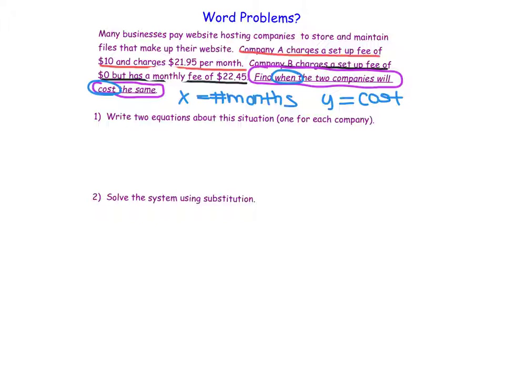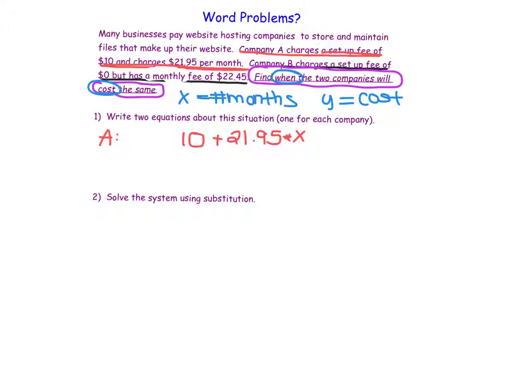So here it says write two equations about the situation, one for each company. So I'm going to write an equation for company A, and I'm going to calculate cost. And so remember, my cost is calculated by a setup fee of $10 and $21.95 per month. So in order to calculate my cost, I know that up front I'm going to have to pay $10. But I only have to pay this $10 once. And after I pay this $10 once, I then have to pay 21.95 times the number of months that I've had that site.